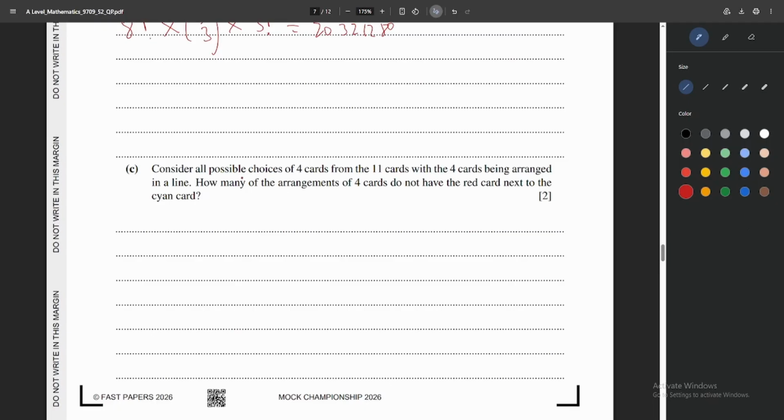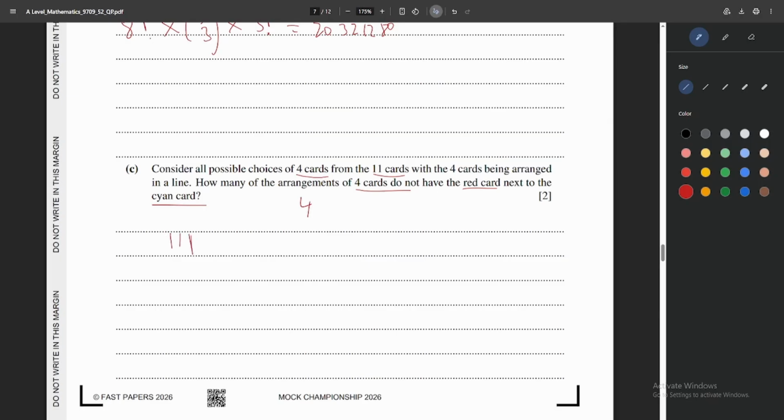So in this question, we consider all possible choices of 4 cars from 11 cars. Amongst the 11 cars, we're taking 4 cars, and the 4 cars are arranged in a line. How many different arrangements of 4 cars do not have the red car next to the cyan car? So this is kind of like the first question, except this time we first take 4 cars and then do the same thing.